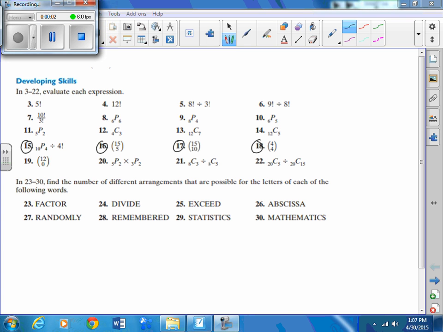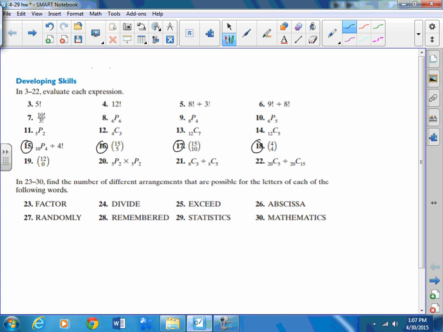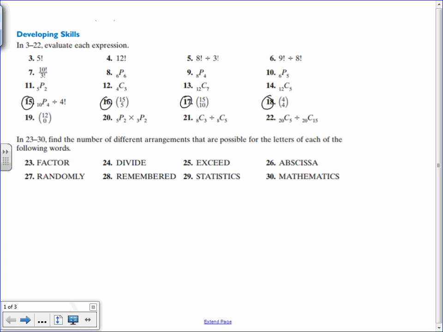You had a nice mix of homework last night. We got a little bit of combinations and permutations, a little bit of the trig stuff that we talked about, and then some quadratic stuff to review. I'm going to start with the combinations and permutations. You had to do 15 through 18. This is all just punching stuff into your calculator.